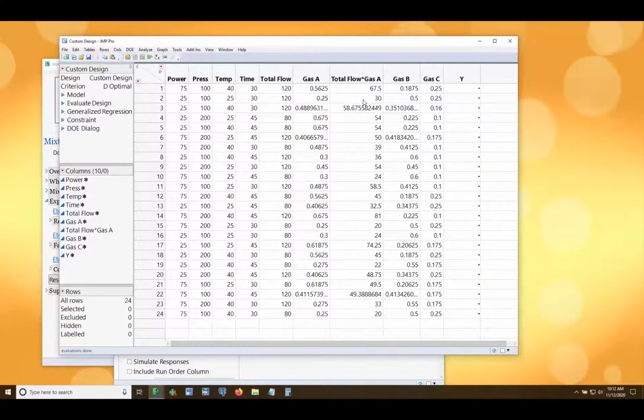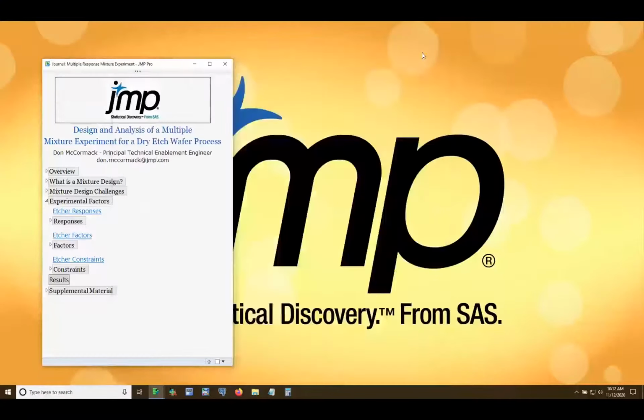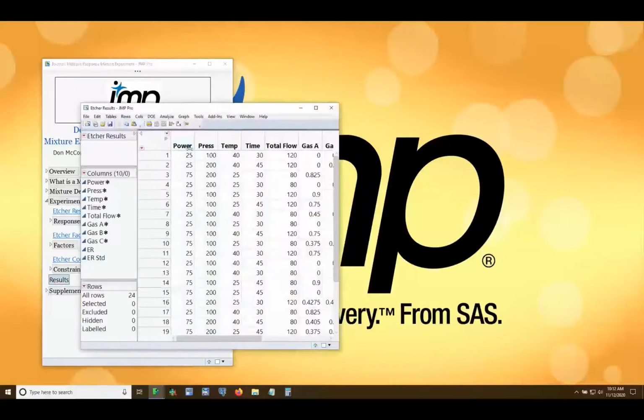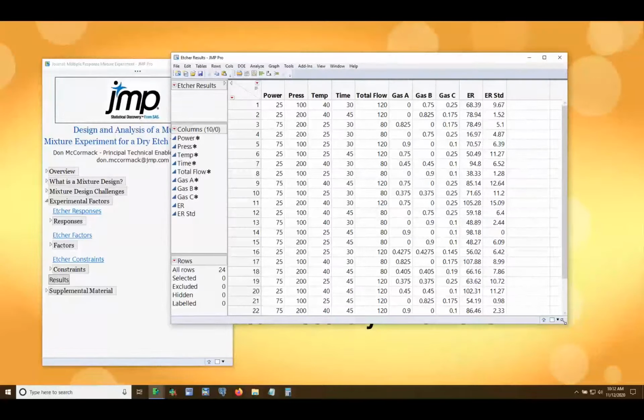Now, the next thing I want to look at is analyzing this experiment. The nice thing is that once I know the potential issues with what I can and can't put in the design, that should in fact help me with my analysis. So here I've got my experiment once it's been run. I've kept my gases in the proportions. I haven't included the actual gas flows in here, but here are our two responses.